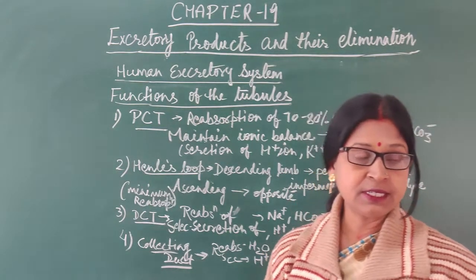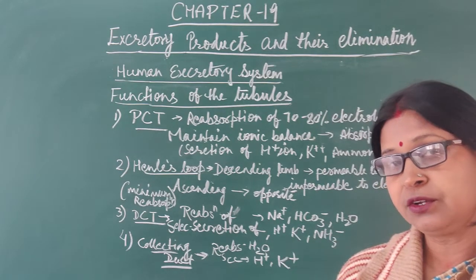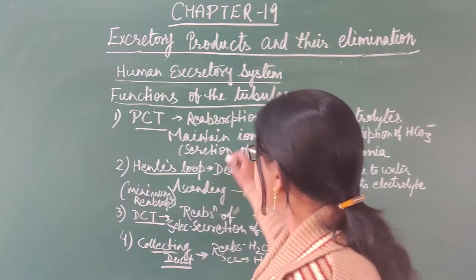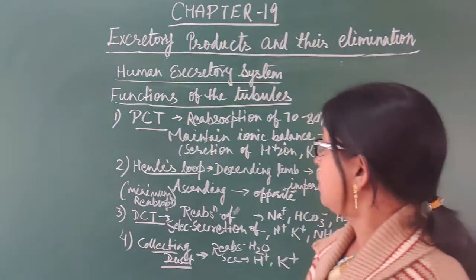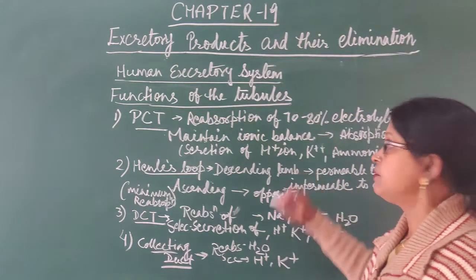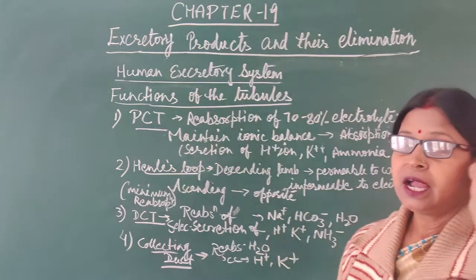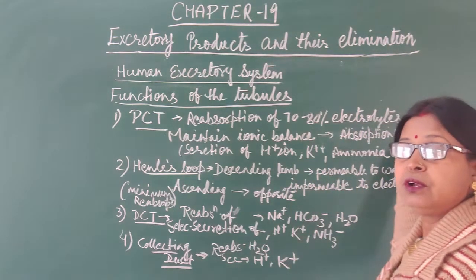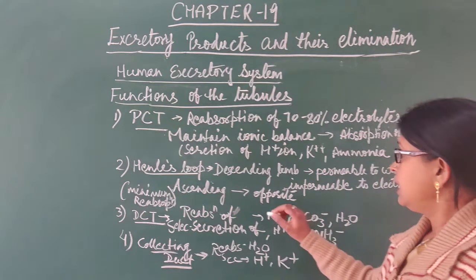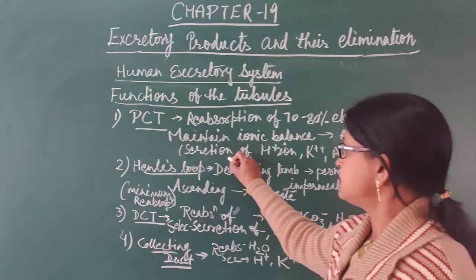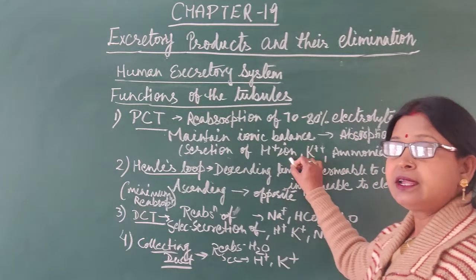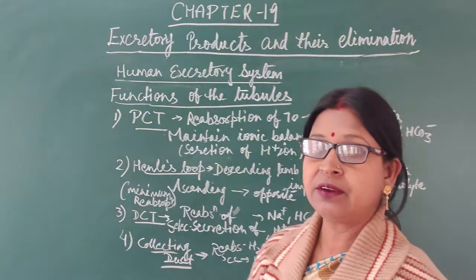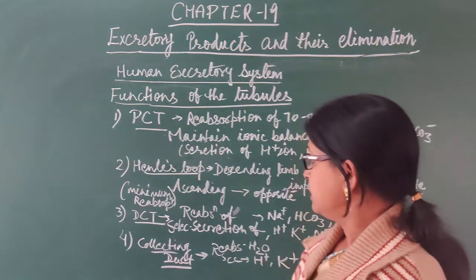First is PCT, that is proximal convoluted tubule, which is present towards the Bowman's capsule, near the Bowman's capsule. This part of the tubule is involved in reabsorption of about 70 to 80% of electrolytes, and it maintains the ionic balance by absorption of bicarbonate ion. It is also involved in selective secretion of H plus ion, potassium, ammonia, and in this way it is maintaining the ionic balance of the fluid.